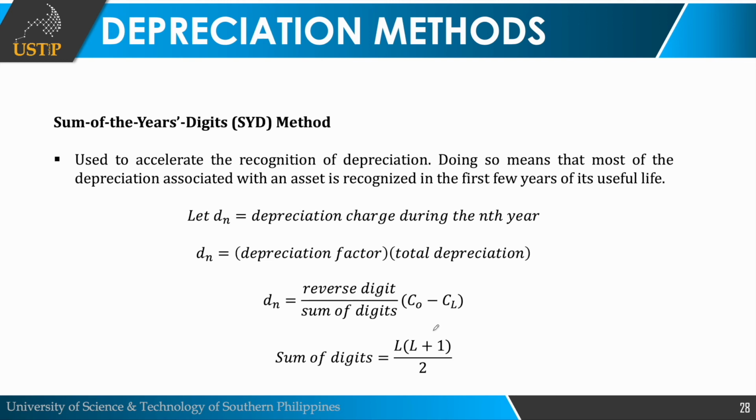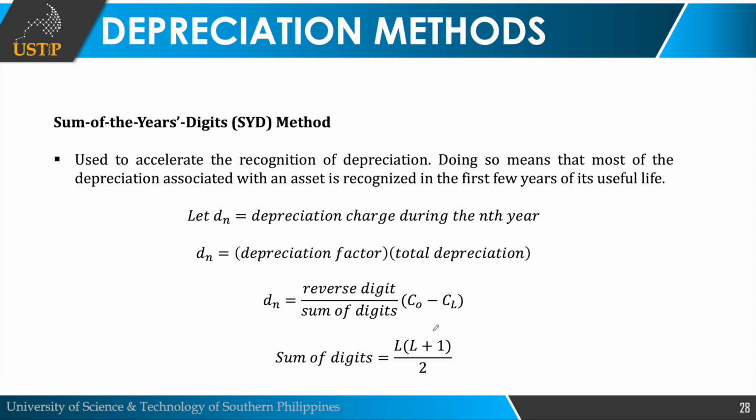Okay, let's proceed to the sum of the year's digits or SYD method. This one is used to accelerate the recognition of depreciation. Doing so means that most of the depreciation associated with an asset is recognized in the first few years of its useful life. And if you notice, this concept is also present in the declining or double declining balance methods.